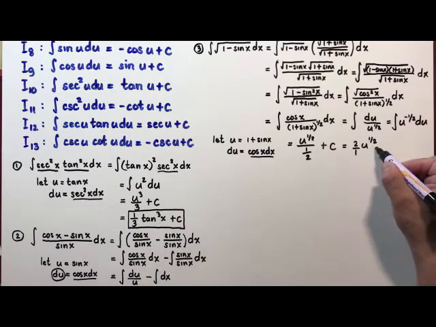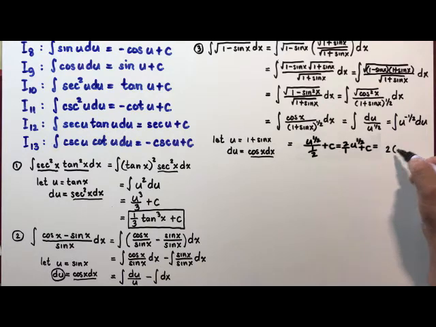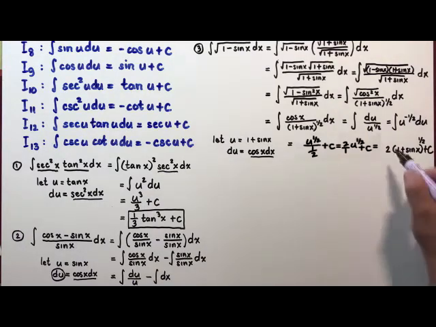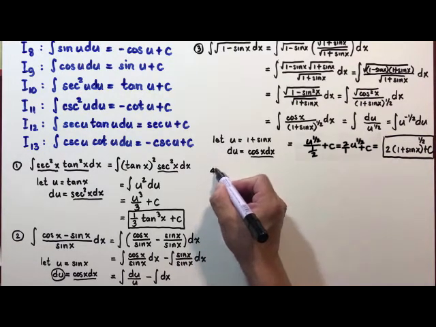Now, we can go back to our original function, that our u is just equal to 1 plus sine x, but this is raised to the exponent of 1/2, and there is a constant of integration c. So this is our answer for our example number 3 here. Or you can rewrite this as 2 times the square root of 1 plus sine x plus c. Now let's proceed to our fourth example.